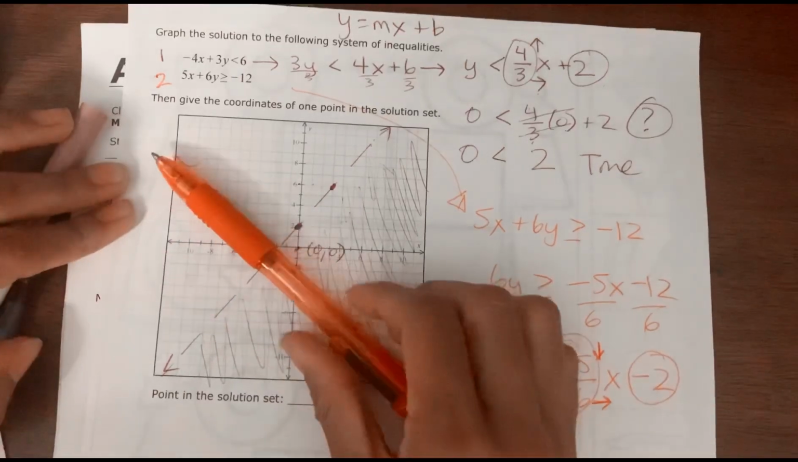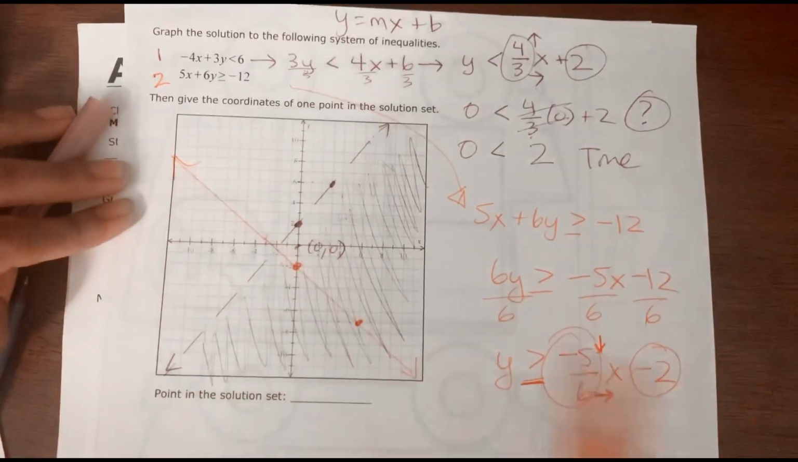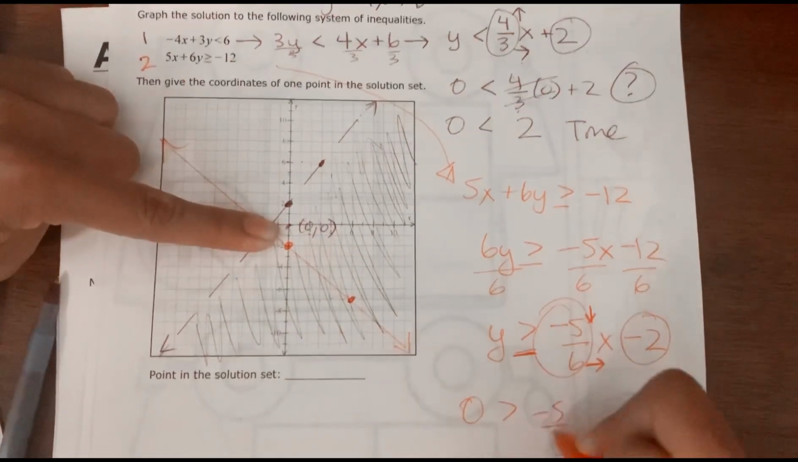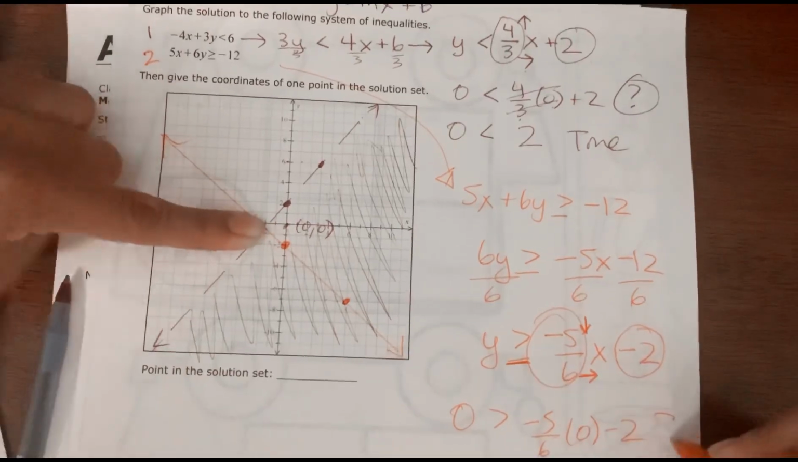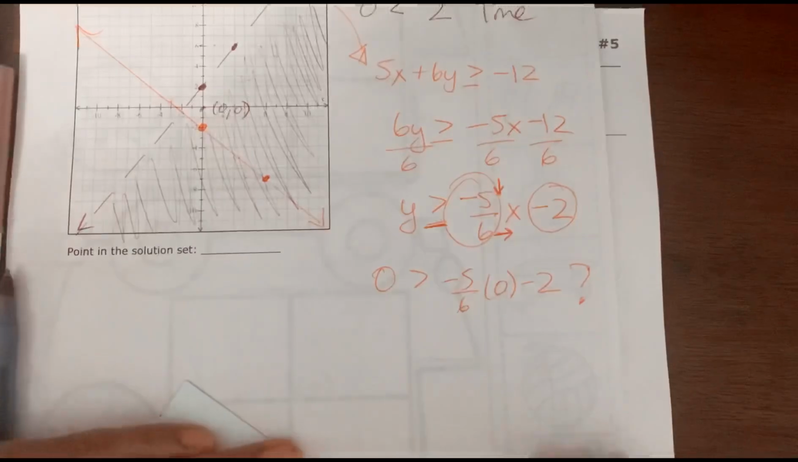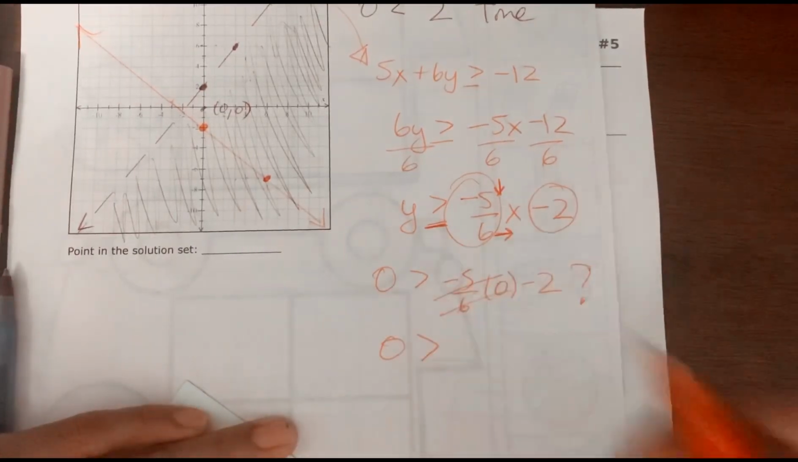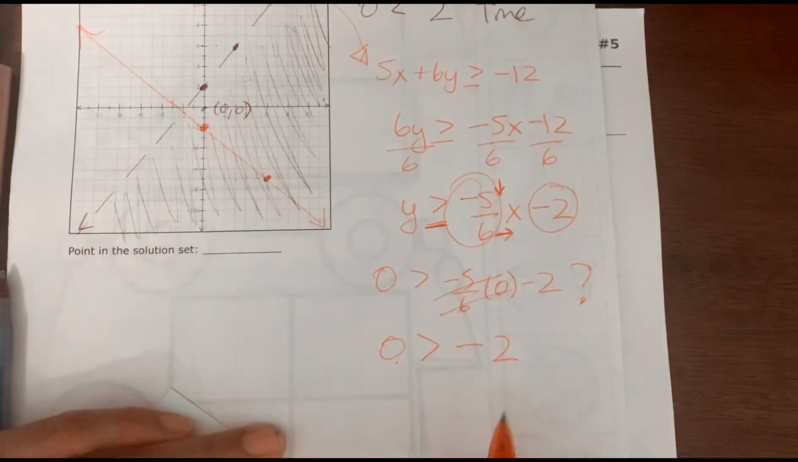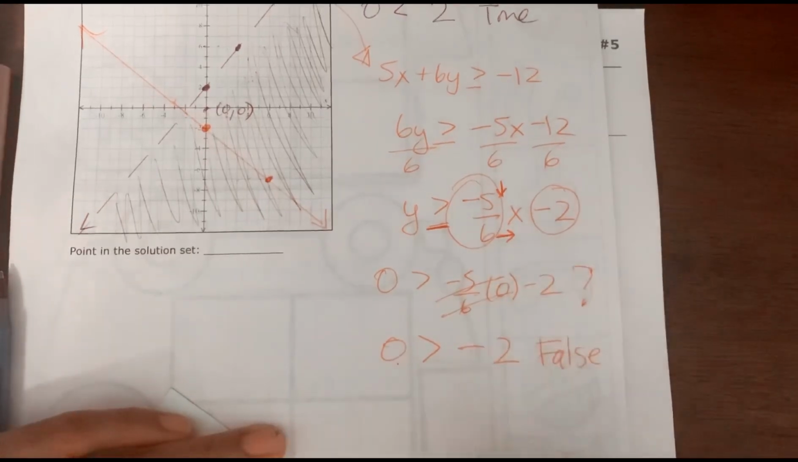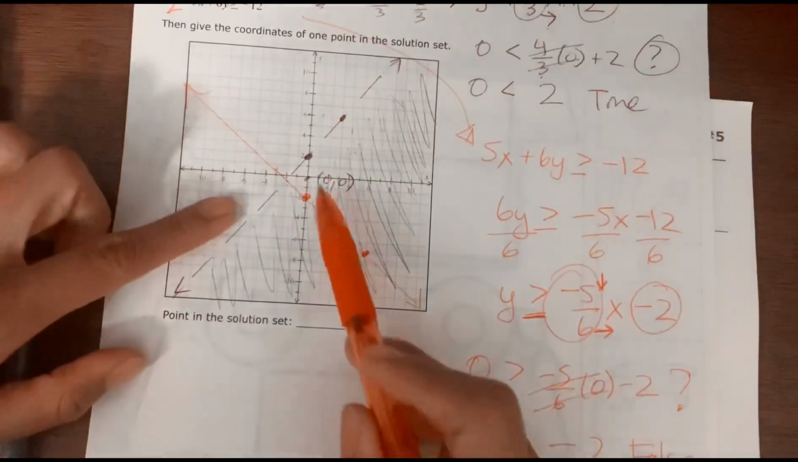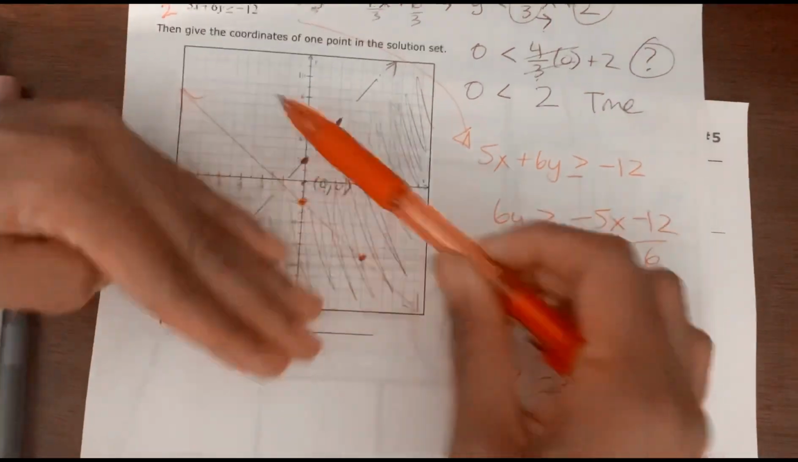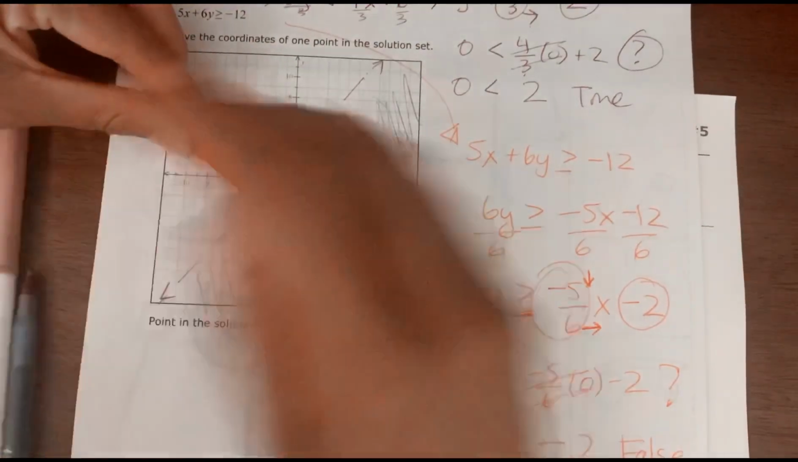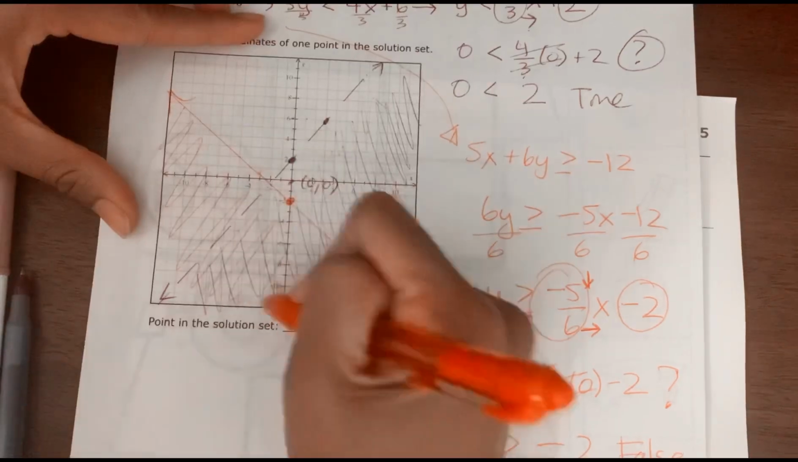Now I ask myself, do I shade the top or the bottom? Again, I'm going to use a test point, my favorite test point, 0, 0. I'm going to plug 0, 0 into this inequality, and I ask myself, true or false? When I do that, I get 0 is greater than negative 2. Is 0 greater than negative 2? True or false? False. 0 is not greater than negative 2. So I know that 0, 0 is not part of the solution. Everything above the line is not part of my solution. Everything below the line is part of my solution. So I'm going to shade that.